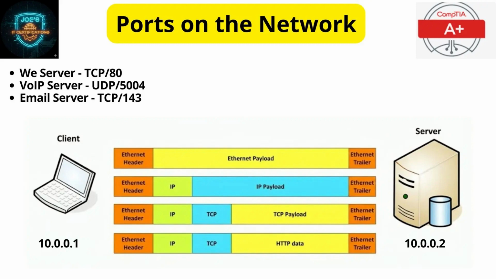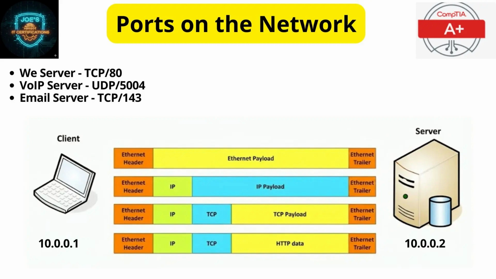In this example, we have a server, and on this server are 3 different services. There's a web server running at TCP port 80, there's a voice over IP server running at UDP port 5004, and an email server using TCP 143. That means we'll have 3 different types of communication going between our client and our server. Notice that our client has an IP address of 10.0.0.1 and our server has an IP address of 10.0.0.2.